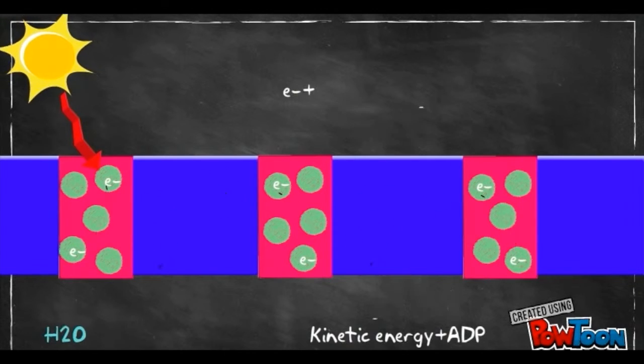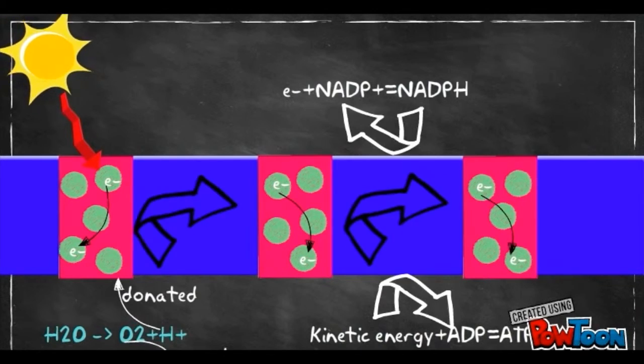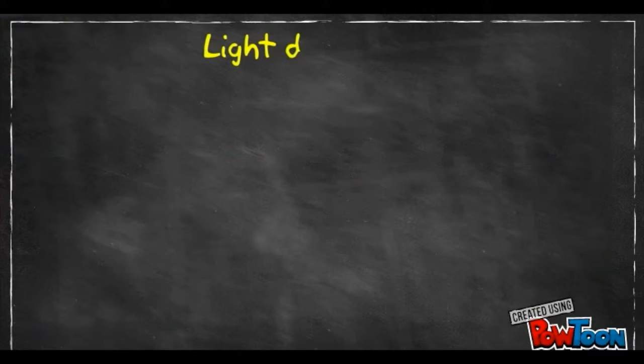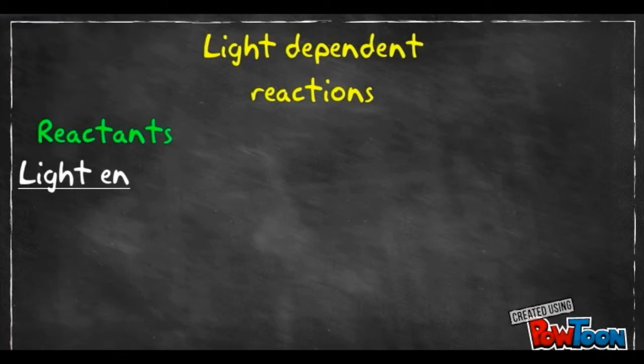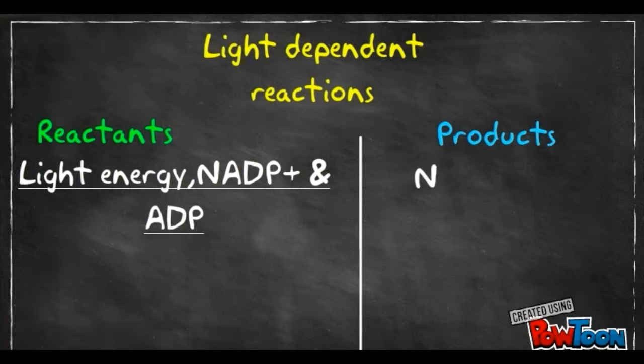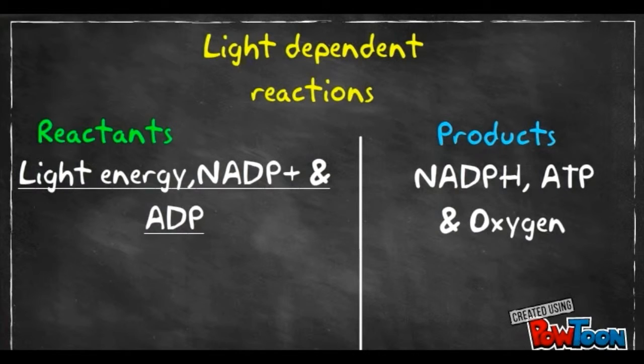The original chlorophyll that lost an electron is given another one from water, or H2O. H2O breaks its bond and gives the chlorophyll an electron. Through this, O2, or oxygen, is made.